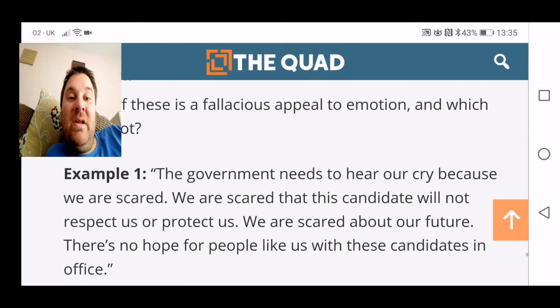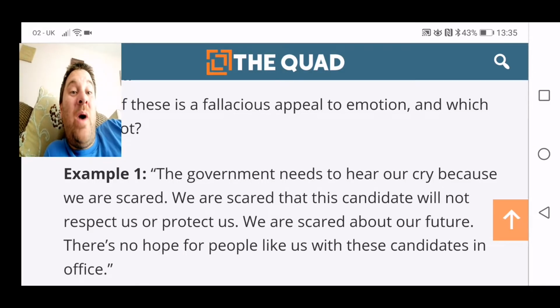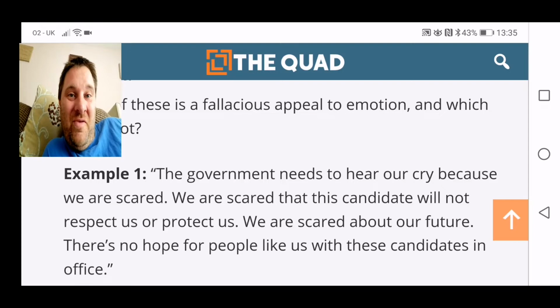Example 1. The government needs to hear our cry because we are scared. We are scared that this candidate will not respect us or protect us. We are scared about our future. There's no hope for people like us with these candidates in office. Well, that's wrong anyway, because why would you need to have someone else hear your cry because you're scared? You shouldn't be scared. Don't have any fear. Show no fear. Don't be scared.